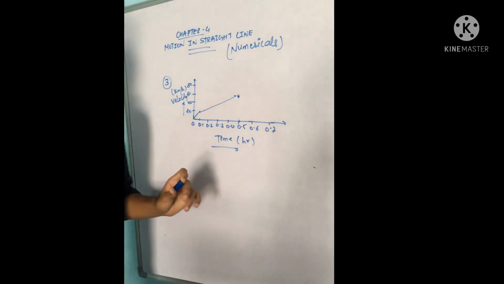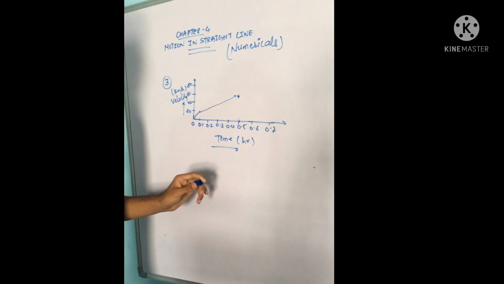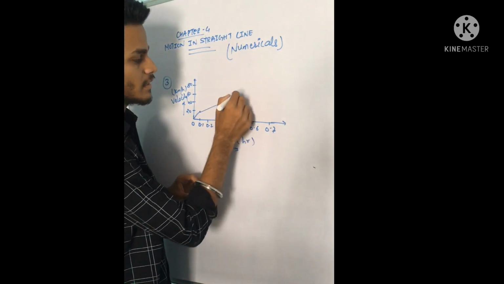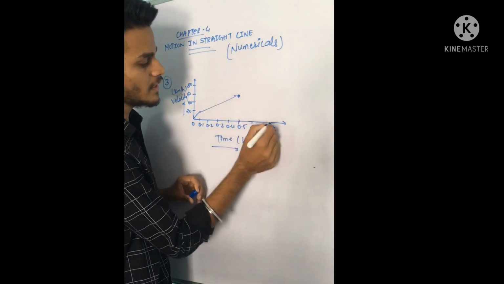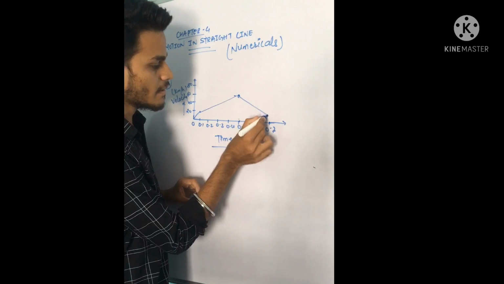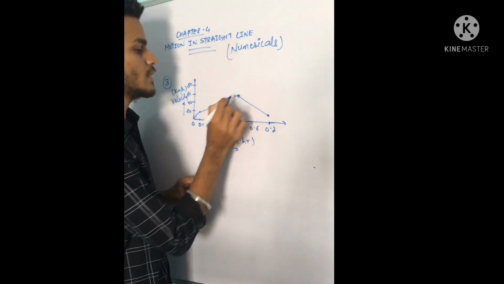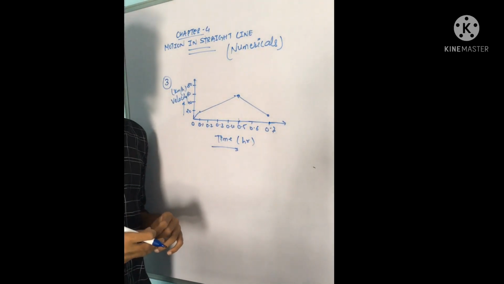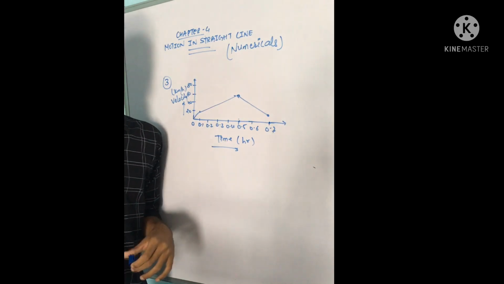Now the last point, the next 0.2 hour with a velocity of 20 km per hour. After this 0.2 hour with a velocity of 20 km per hour, we match it here. So this is the time velocity graph we need to draw in this question.